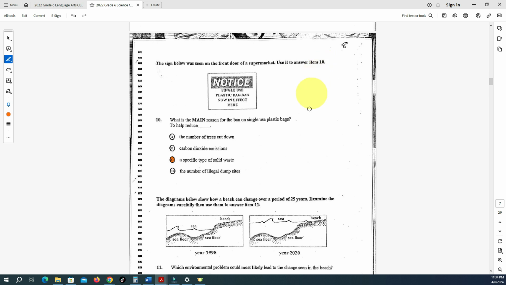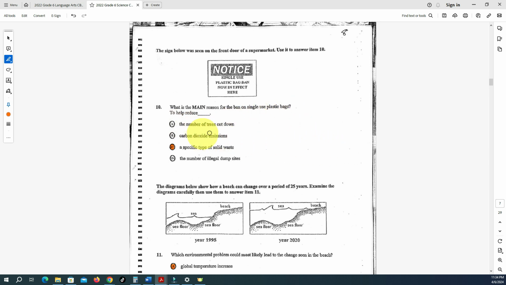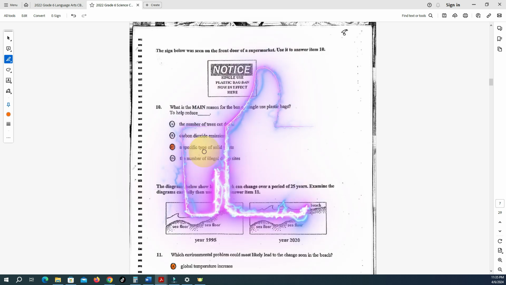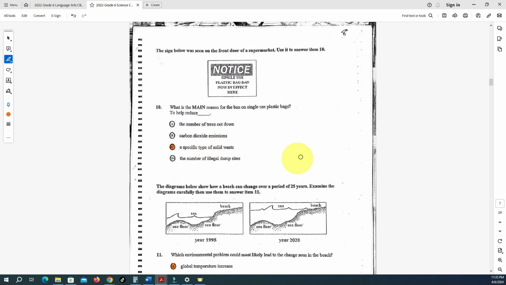The sign below was seen on the front door of a supermarket. Use it to answer item 10. It says, what is the main reason for the ban on single-use plastic bags? To help reduce what? Not the number of trees, because I think that's paper bag, right? Carbon dioxide emission, I don't think so. I think that plastic bags are non-biodegradable wastes, and they cannot be decomposed by microorganisms, so they're just really hazardous. So I chose there that they're a specific type of solid waste, right?